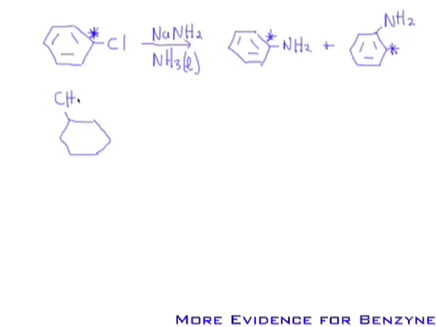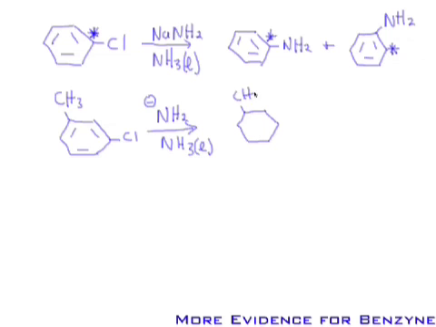Suppose you tried to do this reaction with meta-chloromethylbenzene. Same reagents, NH2 minus in liquid ammonia. If you're not going to draw the intermediate benzyne and figure it out, some people will just forget and treat it as if that methyl was a nitro, and they'll just substitute the chloro. And they'll give you this as the product.